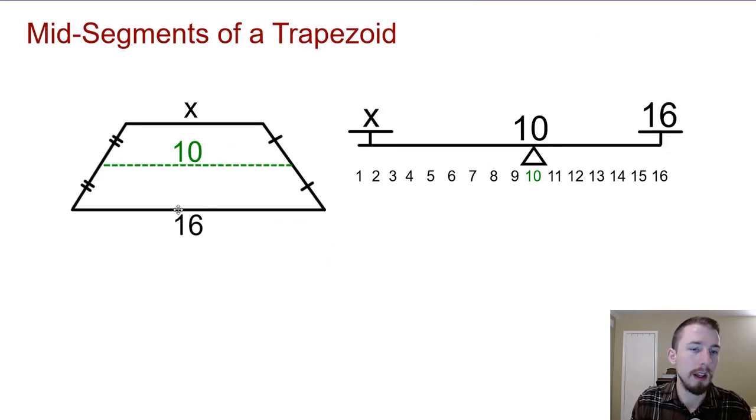All right, mid-segments. Okay, so what if you have the average and you have one of the bases, but you need to find the other base? Well, we're thinking backwards, and so I made this model, which was a lot of fun. I don't teach elementary age math, but if I did, this is how I do it.